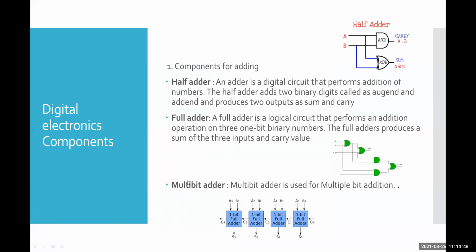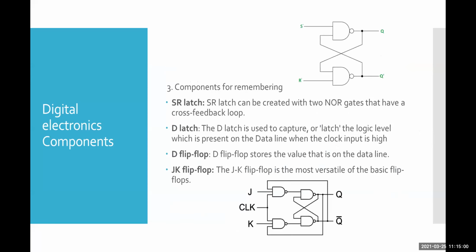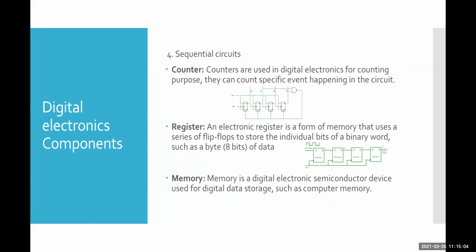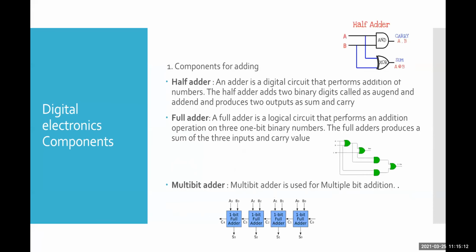So, which are the components of digital electronics? It's one kind of summary. There are four kinds of components. First is the component for adding. Second is the component for routing. Third is the component for remembering, like one kind of memory. And then sequential circuits. So these four are the main basic components of digital electronics. This is one kind of conclusion of our whole subject.